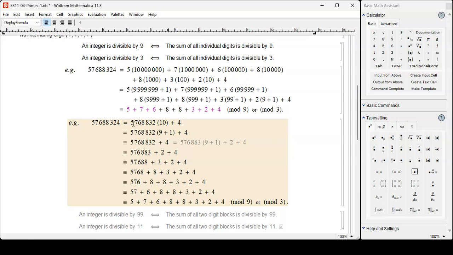First, let's just take the last digit out, and what's left is 10 times these, and decompose this 10 as 9 plus 1. Alright, and what is 9? That's congruent to 0, so cross it out. So what do we have? These digits plus 4. Okay, alright. And then we can do this again.